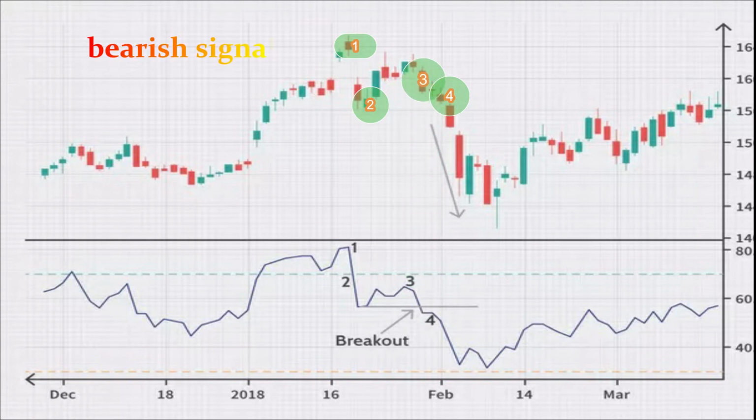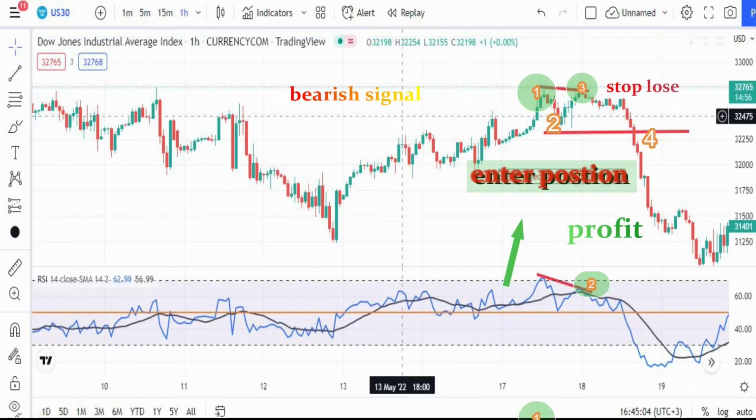A bearish swing rejection also has 4 parts. 1. The RSI rises into overbought territory. 2. The RSI crosses back below 70%. 3. The RSI forms another high without crossing back into overbought territory. 4. The RSI then breaks its most recent low. The following chart illustrates the bearish swing rejection signal.